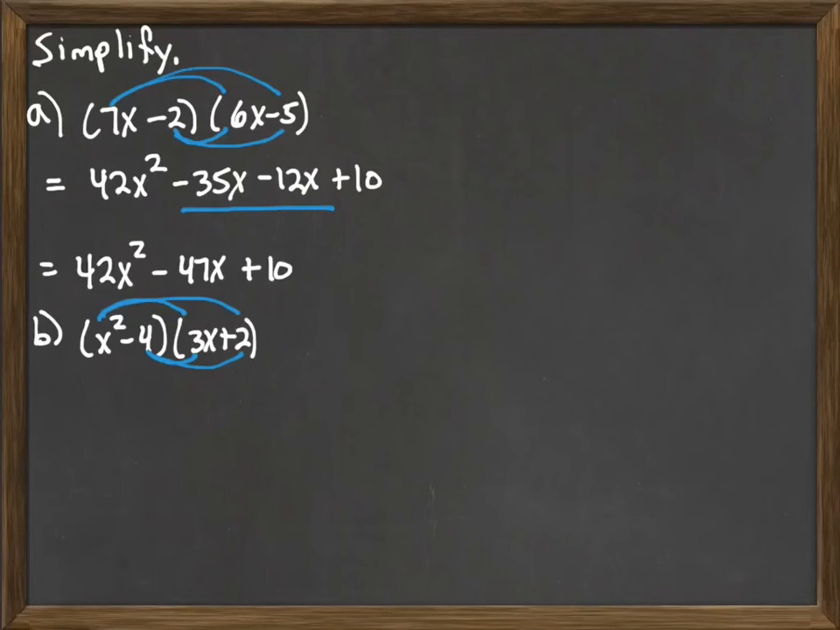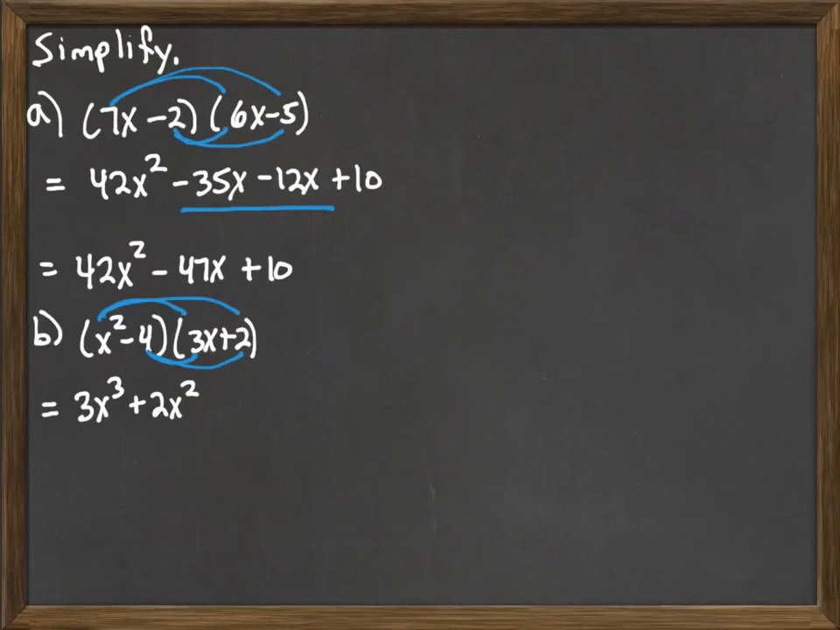And so we go through and do this. X squared times 3x. There's no number to multiply, so the 3 sticks around. X squared times x, we add the exponents. We get x to the third. And then x squared times 2 would just be 2x squared.